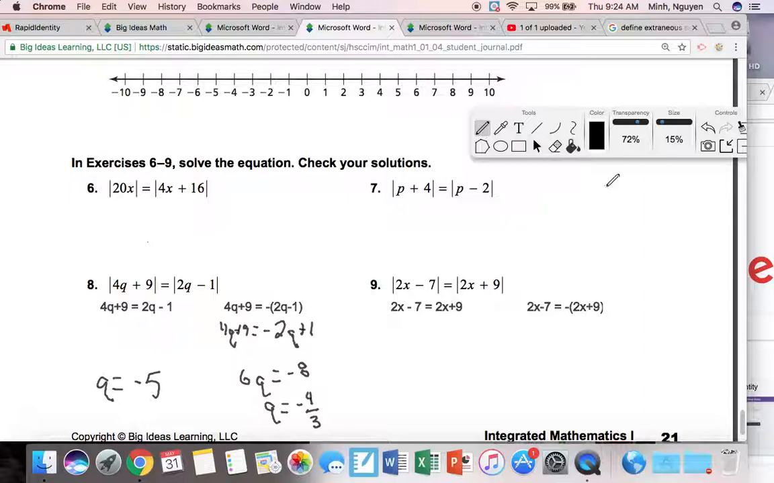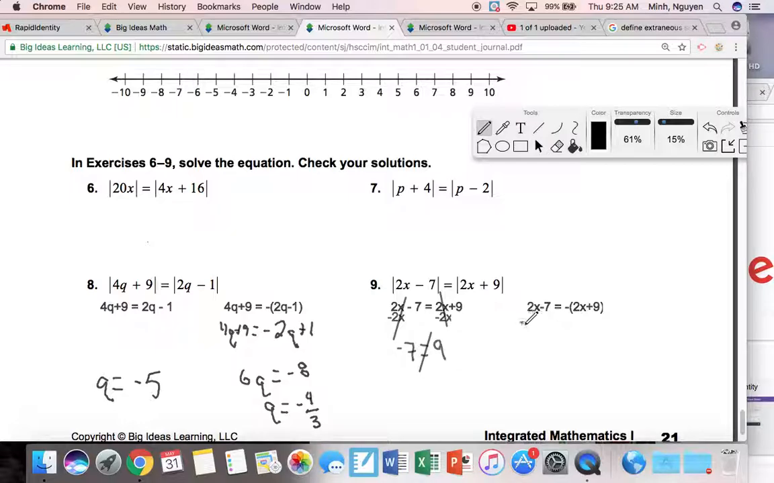Okay. And last but not least, 2x minus 7 equals 2x plus 9. If I subtract 2x from both sides, what will that look like? Let's just type it out. Minus 2x, left side, right side, cancel, cancel. I get negative 7. Don't forget that negative. Negative 7 is not equal to 9. This makes no sense. No solution.